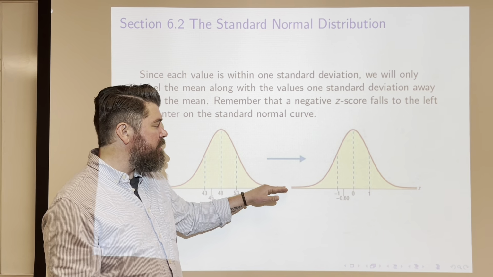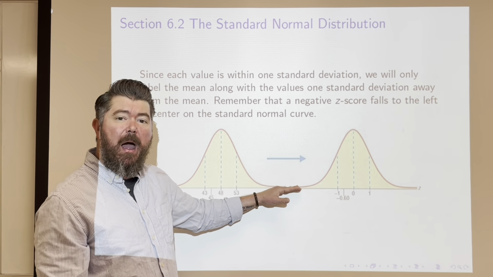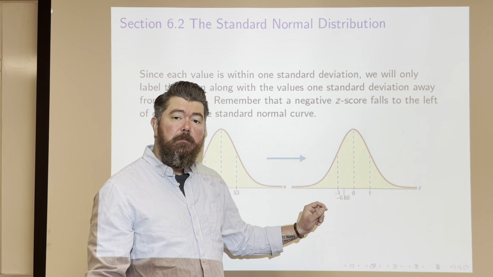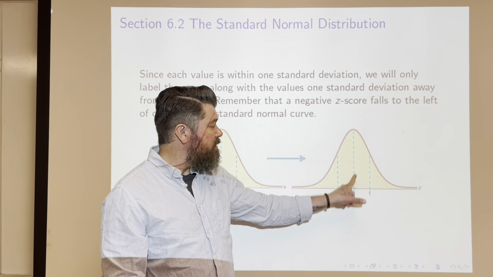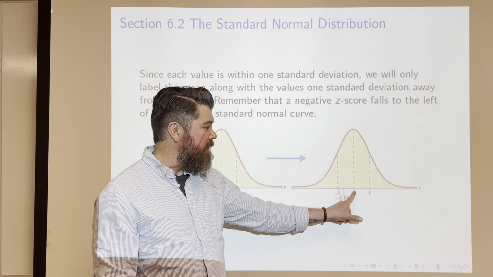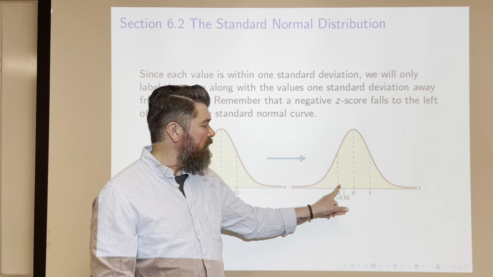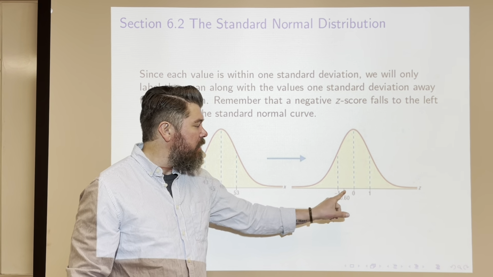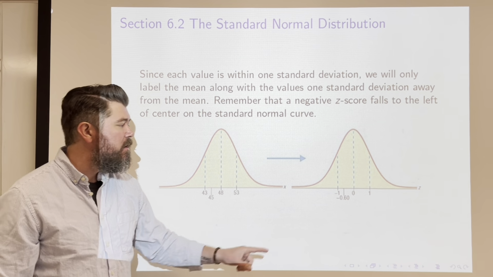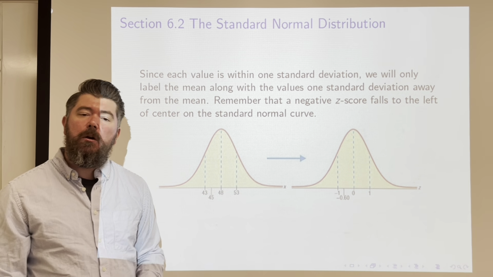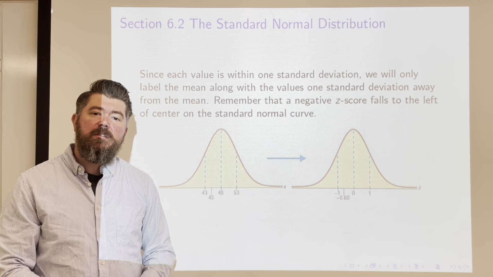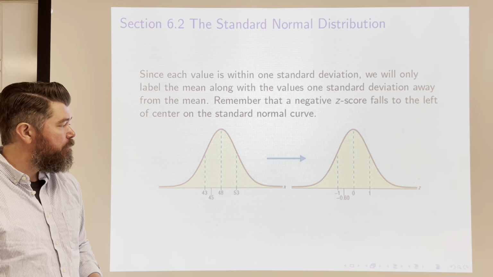And now this axis is going to represent my z values. So since the mean is 0, 0 is going to align with the highest point, and my sigma equals 1, I'm going to go one standard deviation to the right and left, and notice negative 0.6 again falls somewhere between the mean and one standard deviation to the left.